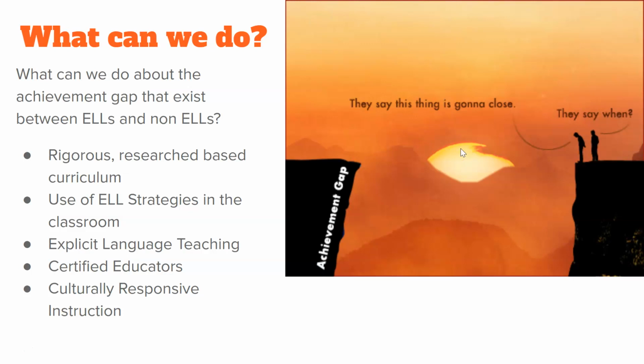Okay, so this achievement gap exists, and we have to think of all the different things, all the different possibilities that could be attributing to this achievement gap. And addressing culturally responsive instruction is one of those things that we can address to hopefully close the achievement gap.